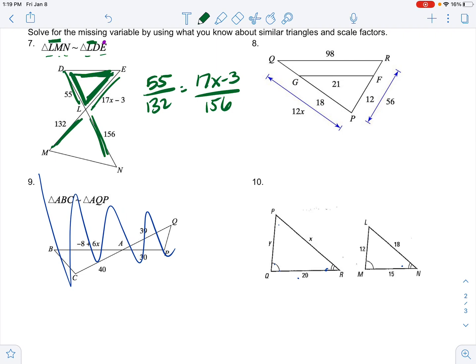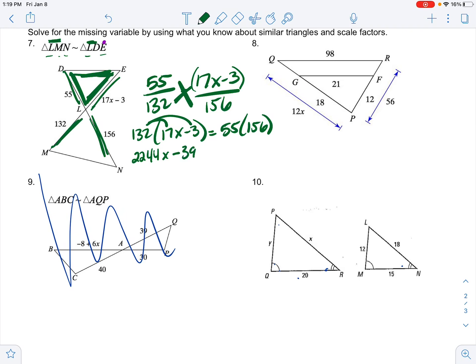From there, we can cross multiply. Remember, when you cross multiply, be very careful going this way because you need to multiply 132 to both of those terms. So I'm going to write it with the parentheses, and then we do the equal sign and go the other way. And now let's actually multiply. So we have this to distribute. So we have 132 times 17, which is 2,244x, and then distribute it again. We have 132 times 3, which is minus 396. And then do your other side. We have 55 times 156, which is 8,580.